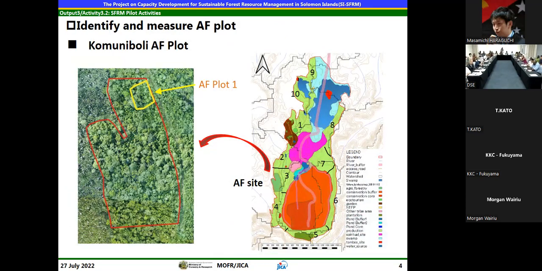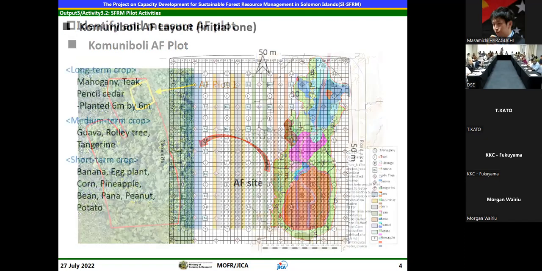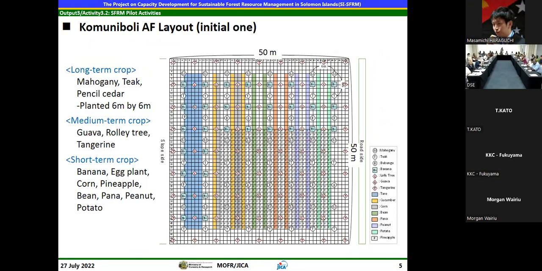From that slide, you can see the Komuniboli agroforestry plot site. Komuniboli only has one plot. So this is the future land use plan. From that land use plan, they chose their own site. Because it's too big, they only chose the yellow colored one. That is their agroforestry plot. And this is the initial layout of the agroforestry plot.